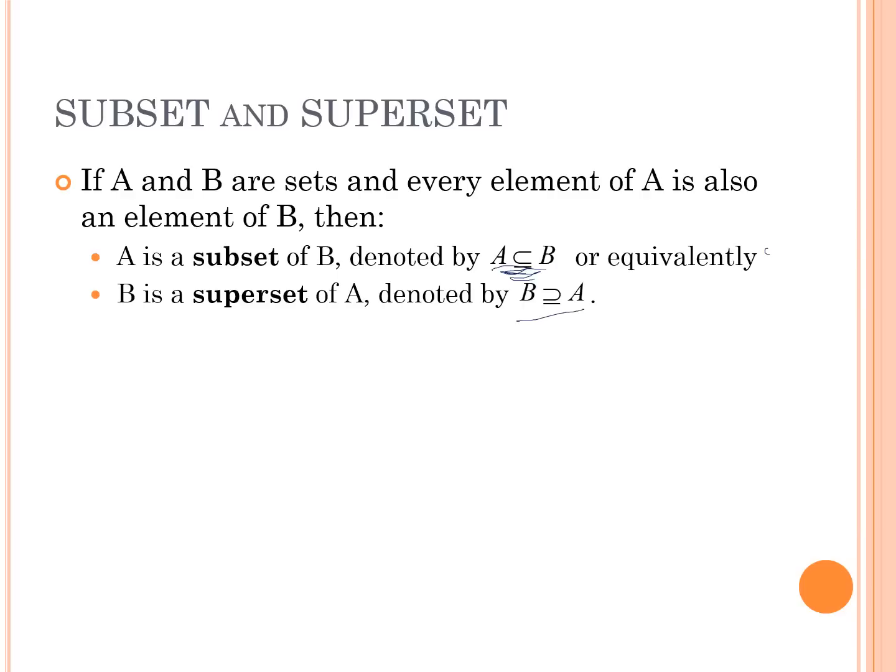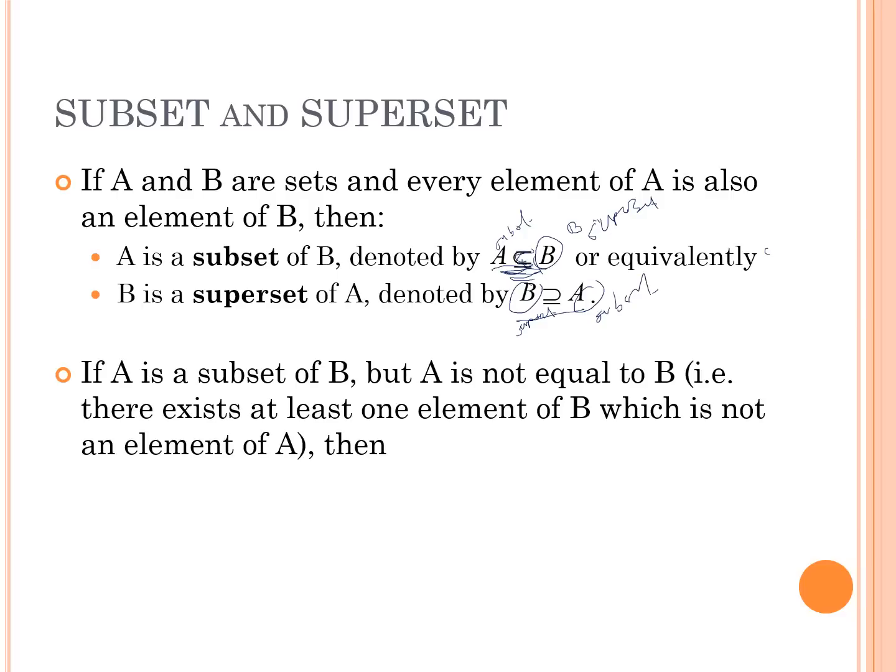which faces, this part of our symbol faces. Okay, and then the opening part, whatever it faces, that is the superset. So in this case, since the opening is in this area, we can see that B is the superset, and A is the subset. Again, this is the superset, and the subset is this one.